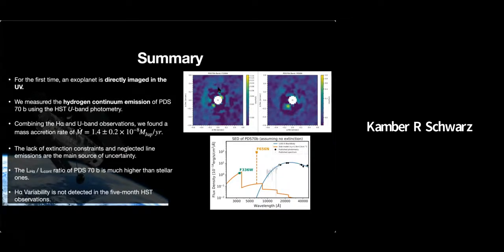All right. Next question is from Jayhan Bay, who says, thank you for the nice talk. I wonder if we can completely rule out the contribution from accretion shocks onto the circumplanetary disk. Is there a way to observationally distinguish shocks on the planet versus the disk?